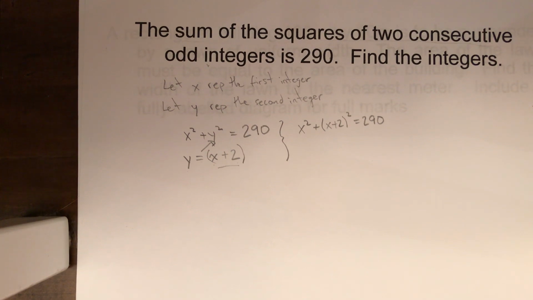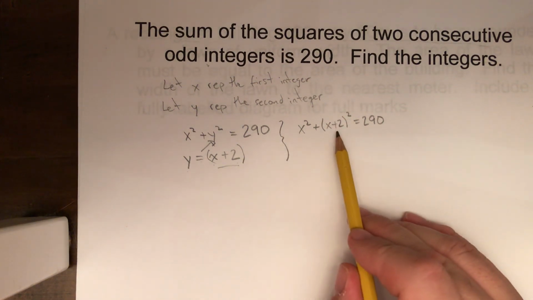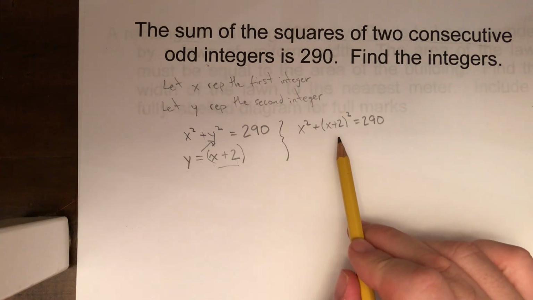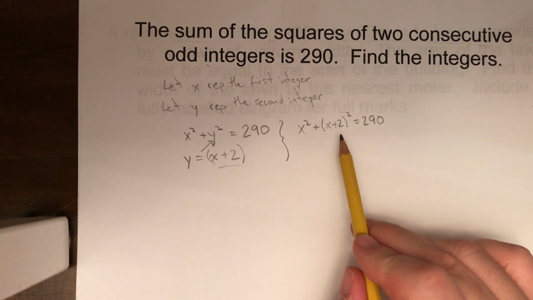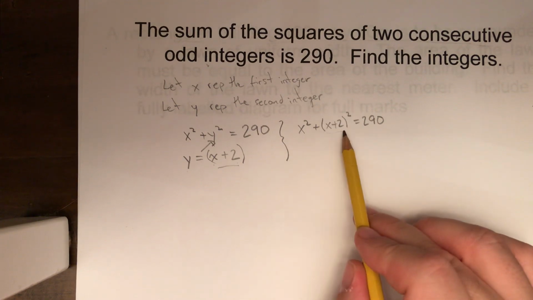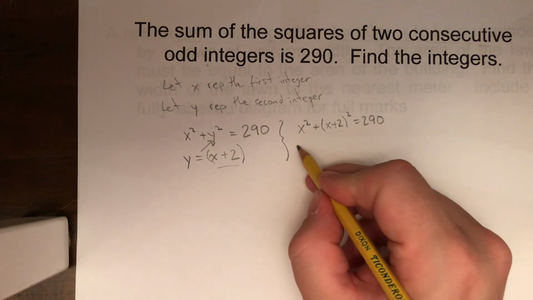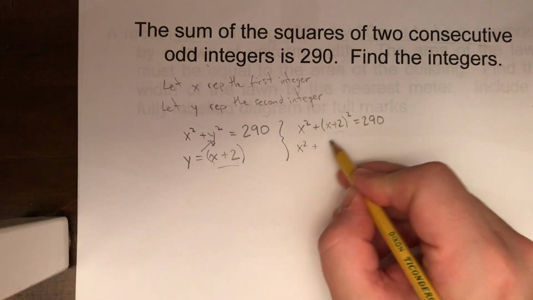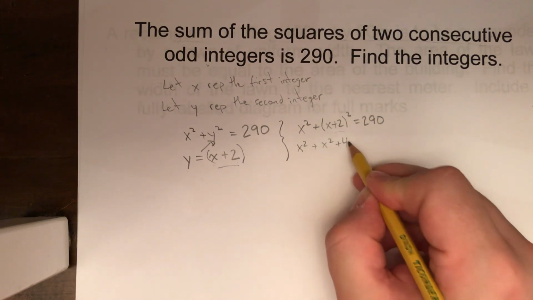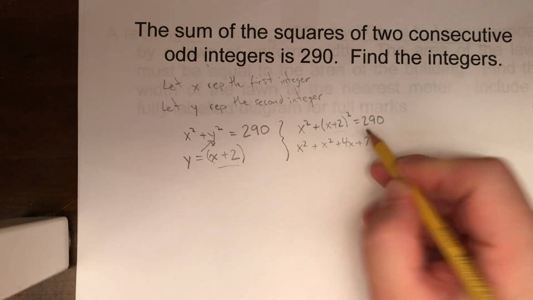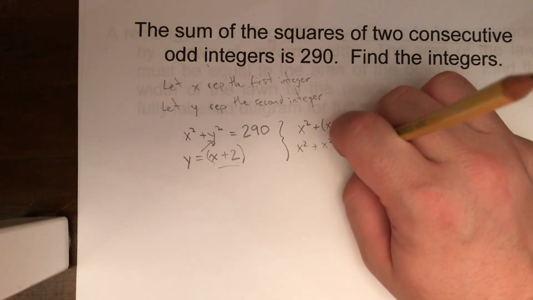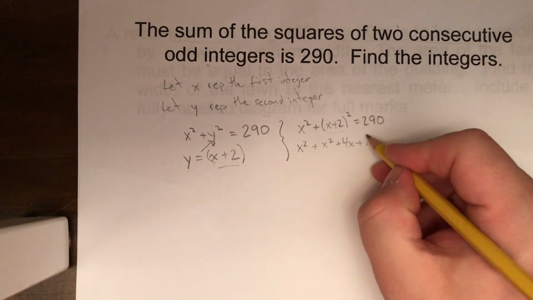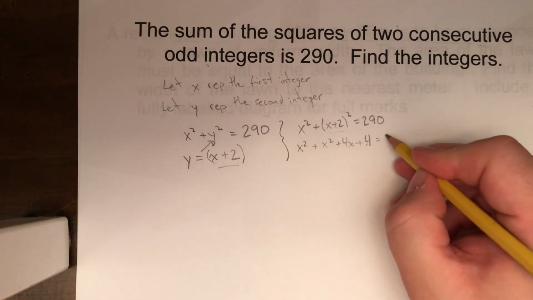Whenever we're solving, we want to make sure that we are expanding, setting it equal to 0, and then solving. So I'm going to need to expand this. Be careful not to just expand this to x squared plus 4. I know some of you probably tried it and were like, why doesn't this work out? But remember, this squared is telling you to take (x plus 2) times (x plus 2). So this expands to x squared plus 4x plus 4, and that's equal to 290.